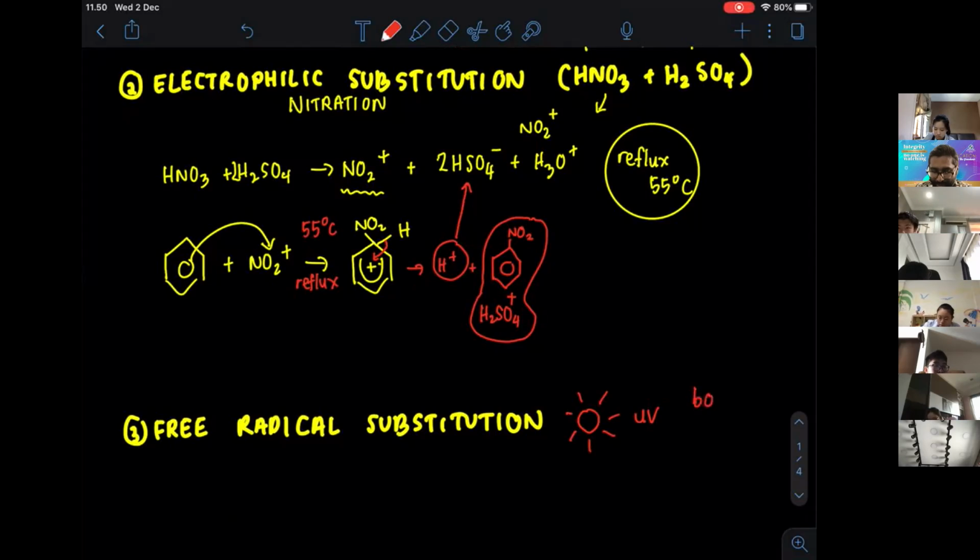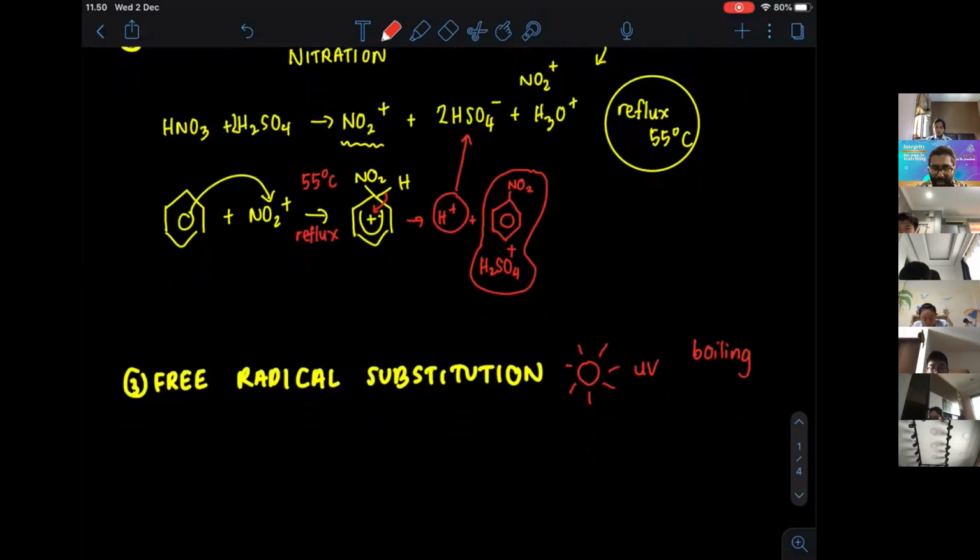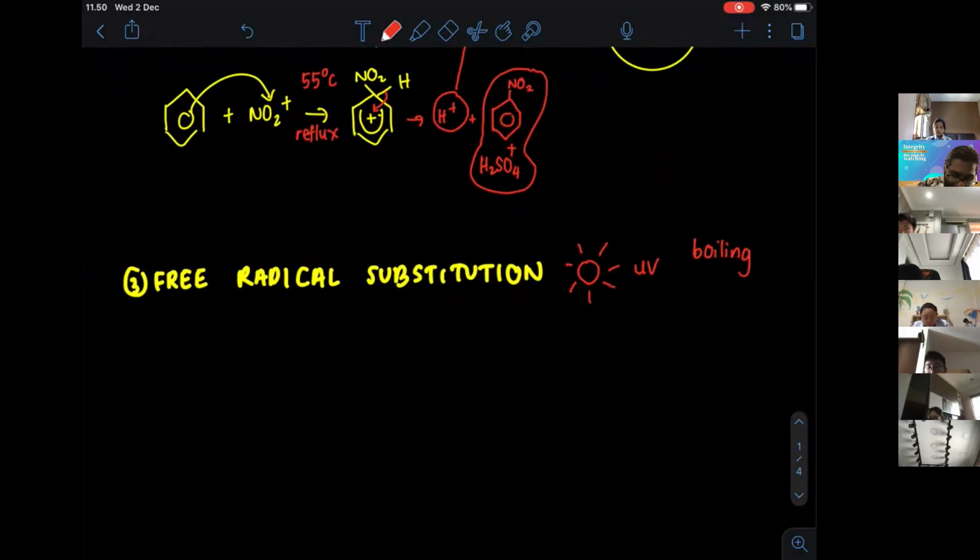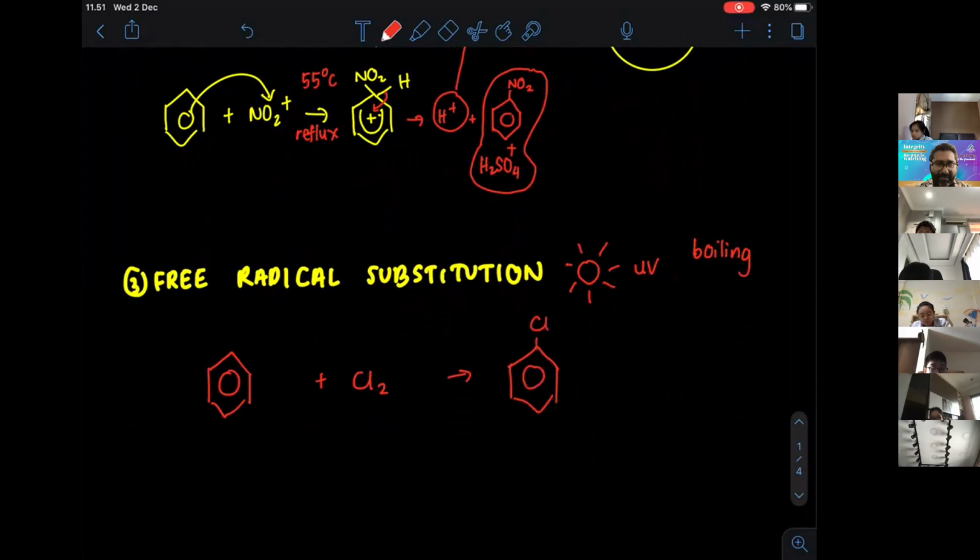The harsher condition that you must use is boiling benzene. It means under boiling condition. Do remember, you cannot simply substitute. For example, I want to substitute with Cl2, and I cannot simply use benzene and Cl2 and expect the reaction to give me chlorobenzene. This will not happen, unless you have a halogen carrier.